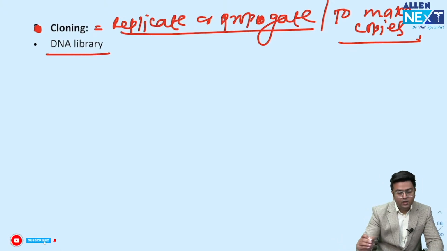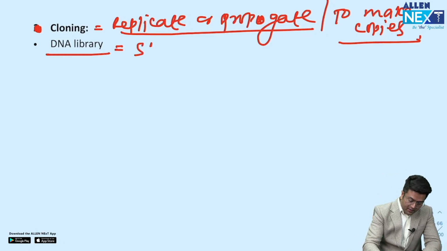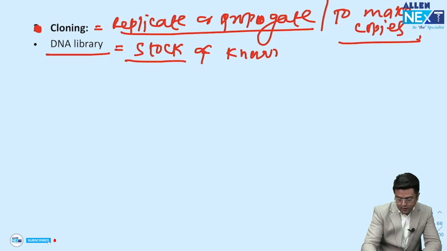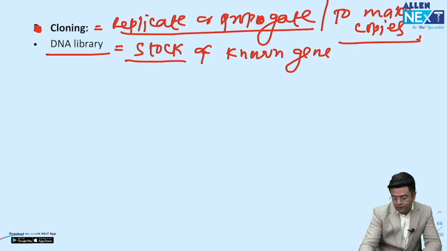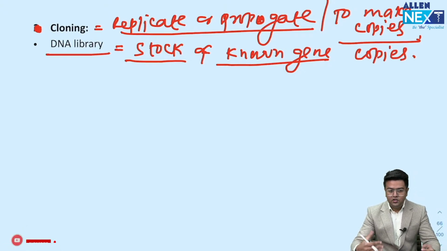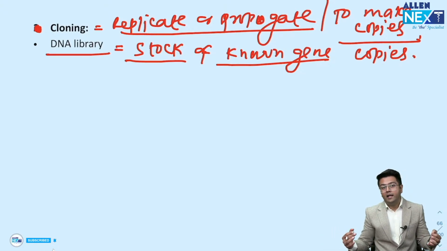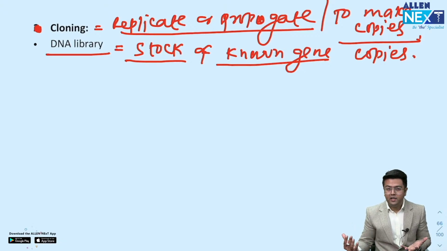So previously, DNA library was a very important term. What does DNA library mean? DNA library means simply the stock, right? Stock of, let's say, the known gene fragments, known gene copies. Suppose I want to study a gene of a particular organism that is found in oceans, but right now I don't have access to the ocean. I'm sitting landlocked. So what I can do is I can ask for the gene. Libraries are nothing, just stocks of particular genes.